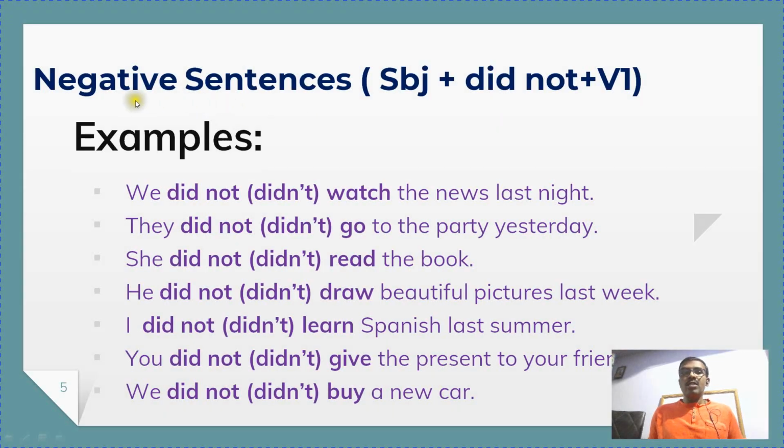In the next slide, we are going to see the negative form of simple past tense: subject plus didn't, the auxiliary verb, plus V1, the base form of the verb. Okay, we didn't watch the news last night. Short form is didn't. We did not. They did not, or they didn't, go to the party yesterday. She didn't read the book. All these sentences show completed actions, right? So mainly completed actions will be expressed with the help of simple past tense. We might have completed them in the past, some long ago, very long ago, when I was a young boy. So I went there, like that.